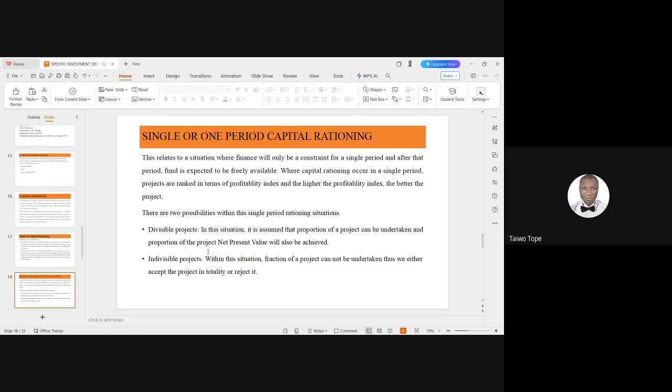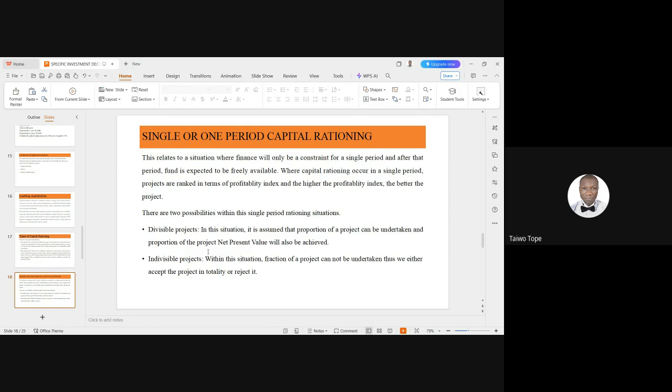So based on this slide, we said the single or one period capital rationing relates to a situation where finance will only be constrained for a single period, and after that period, funds are expected to be freely available. Where capital rationing occurs in a single period, projects are ranked in terms of profitability, and the higher the profitability index, the better the project. So there are two possibilities within this single period capital rationing.